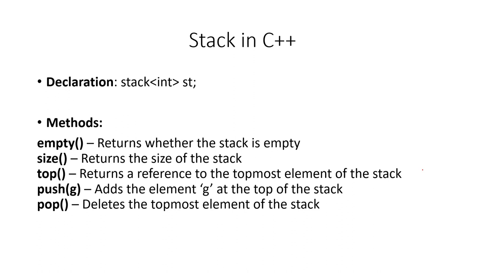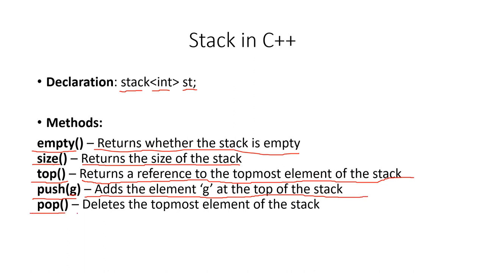Here is a stack in C++. Here you declare a stack with the type of integer and call it st. So this is the name of our data structure, of our stack. And in C++, you can use the next methods. Empty returns whether the stack is empty. Size returns the size of our stack. Top returns the reference to the topmost element of our stack. Push adds the element g, which is push g, on the top of our stack. And pop deletes the topmost element from the stack.